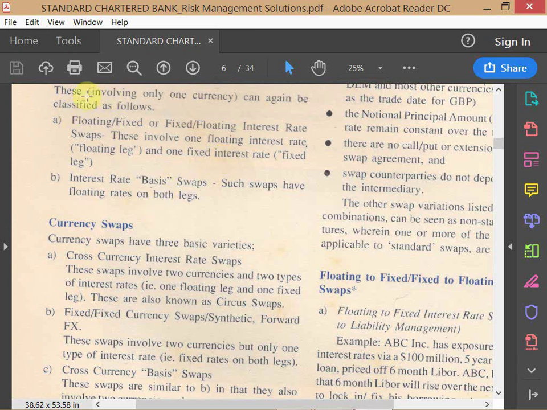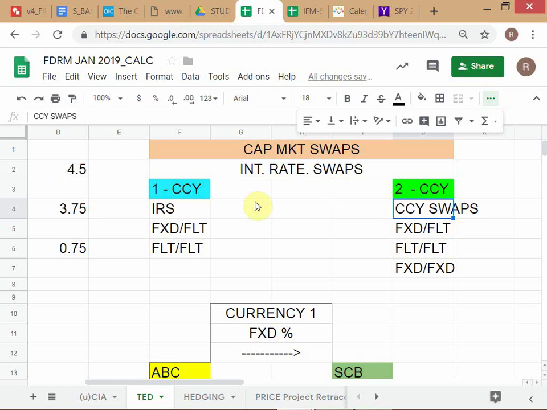You can see the classification, those involving only one currency and those involving two currencies. Here you have fixed floating and then you have interest rate basis swaps. Floating rates on both legs. So this category, floating, one currency. Here's where you have to be careful about the industry parlance. You have to know the industry terminology. These are called basis swaps, strictly speaking, interest rate basis swaps. So both legs floating, one currency. These are called interest rate basis swaps.